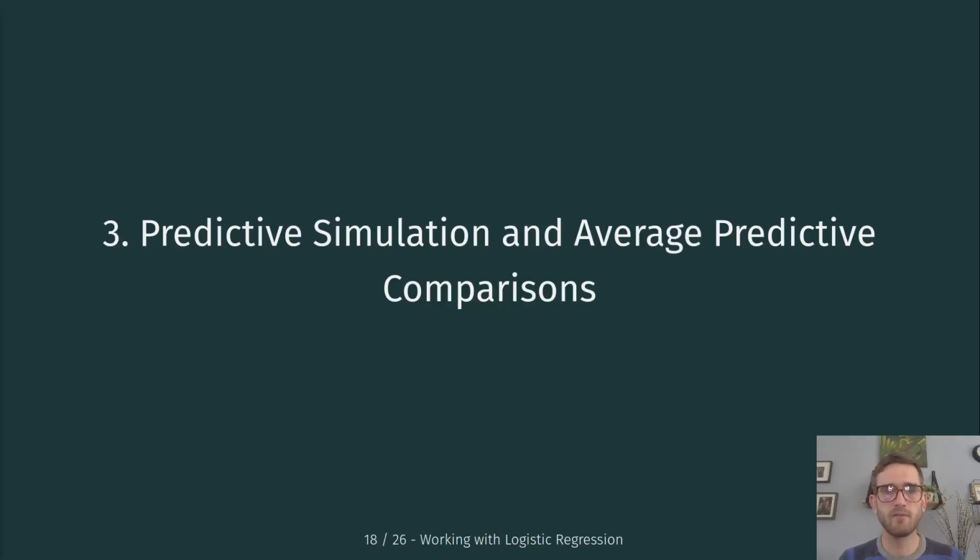Everyone, in this video, I'm going to talk about predictive simulation and average predictive comparison in the context of logistic regression, right? In other words, what I'm going to talk about is how we find reasonable cases to make our comparisons to evaluate the substantive effects associated with our estimated logistic regression model, okay?